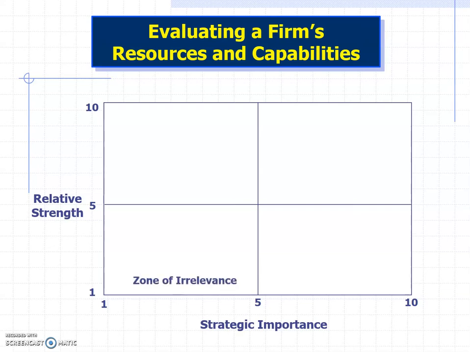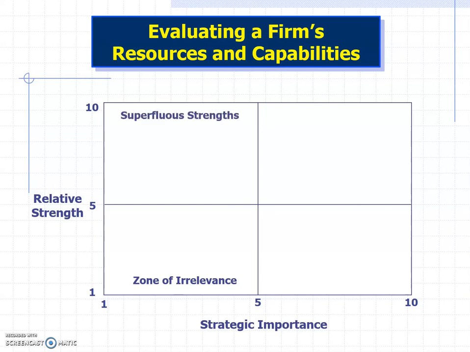The first quadrant we'll call the zone of irrelevance, that is, from 1 to 5 on relative strength and 1 to 5 on strategic importance. We can see that these resources and capabilities are low in importance, and they're also not among our strongest points. In fact, we're relatively weak on them. So these are things that we're weak on, but they're not very important anyway.